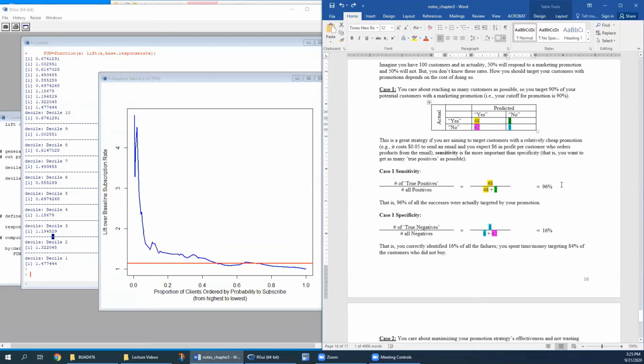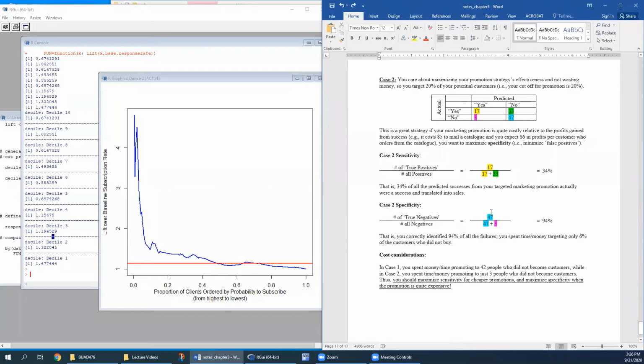So in this case, we see the sensitivity percentage is 96% and the specificity percentage is 16%. The fact that the sensitivity number is above the specificity number suggests that this is a good strategy if we have a cheap promotion, because we are reaching lots of people, and a lot of them who we reach out to say no, but that's okay.